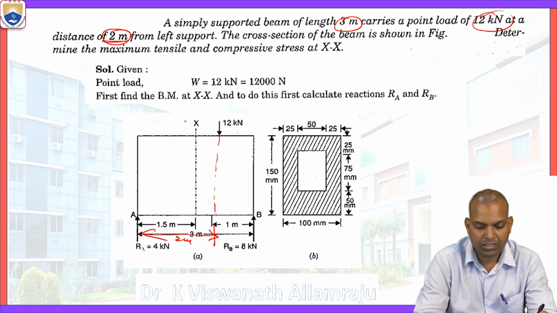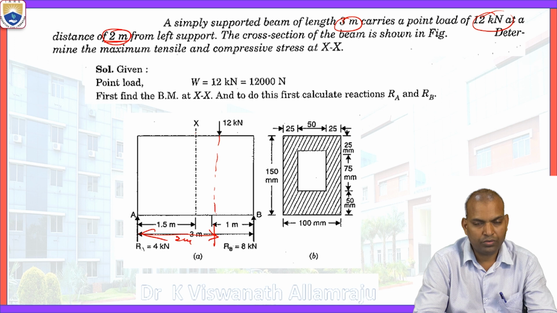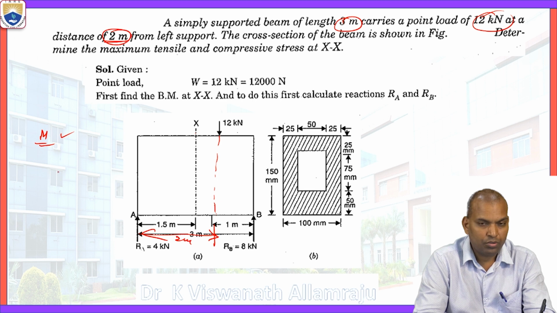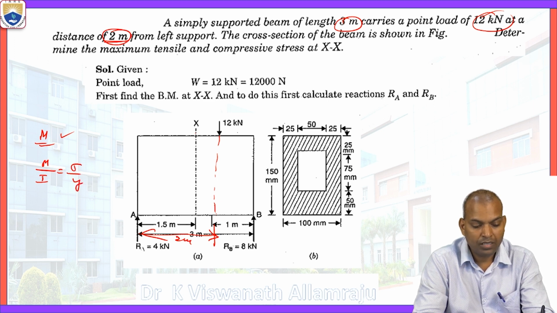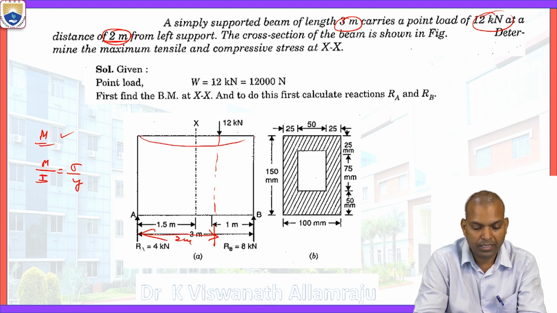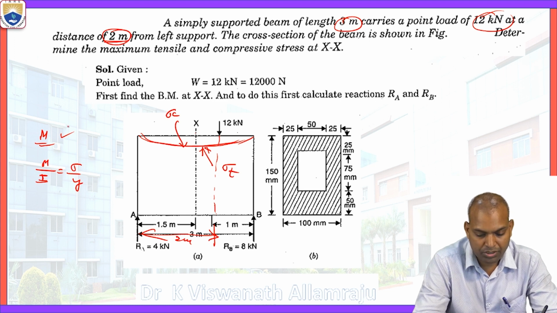We want the stresses at the cross section XX. At that cross section, we have to find out the bending moment M. The theory of pure bending is M by I equal to sigma by Y. When the beam is subjected to the load of 12 kilonewtons, it will bend in this direction. The topmost layers experience compressive stress, and the bottommost layers experience tensile stress. So we want the compressive and tensile stress.